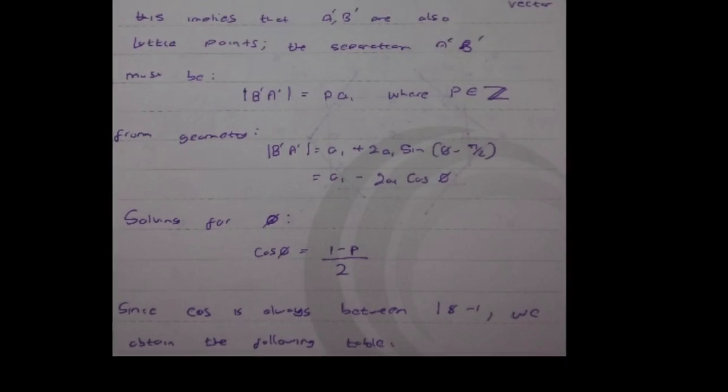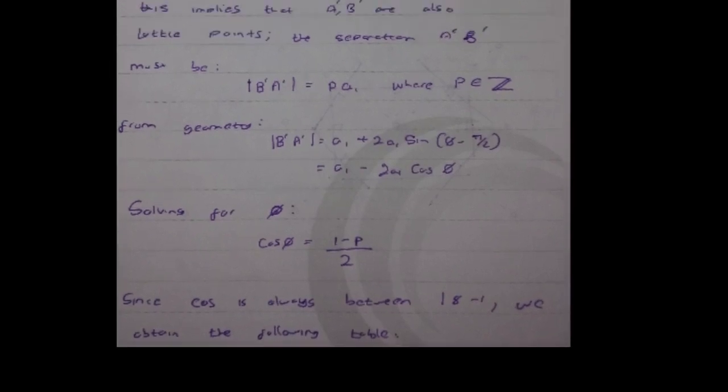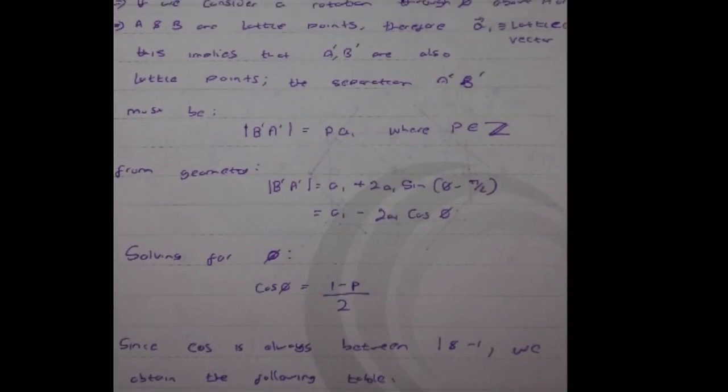If we solve these two expressions for cos phi, we end up with cos phi equal to (1 minus p) over 2. But the interesting thing is that the cosine always ranges between minus 1 and 1. So what we have on the right can only take the values that are within this range. So what do we get when we impose this condition? We get a simple table that illustrates to us mathematically what these allowed angles are. So let's take a look at that table.